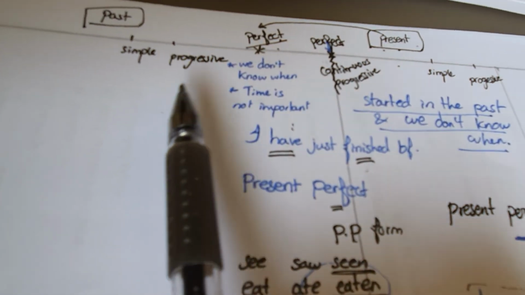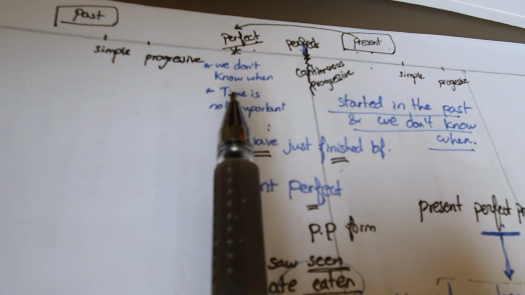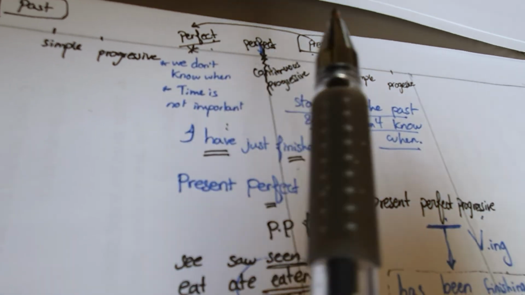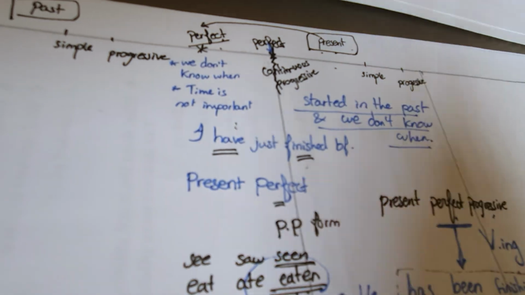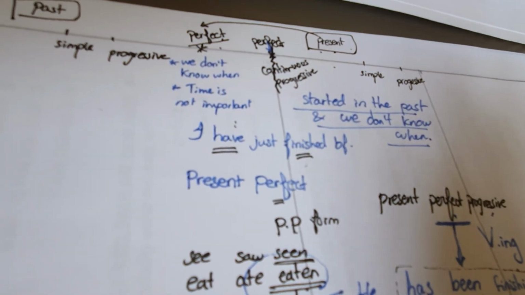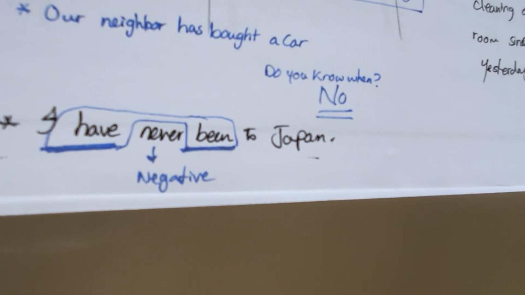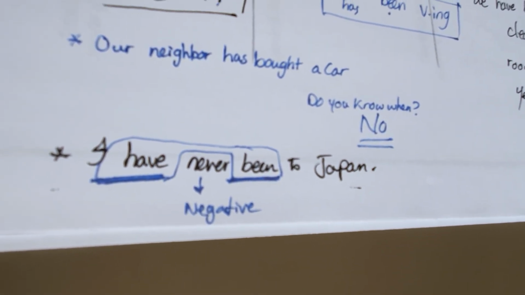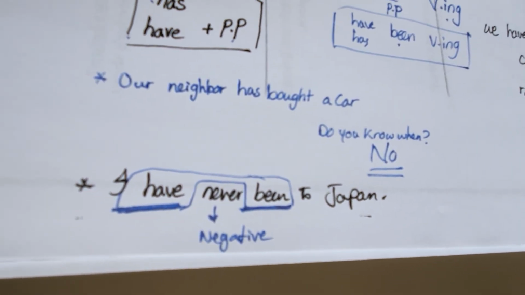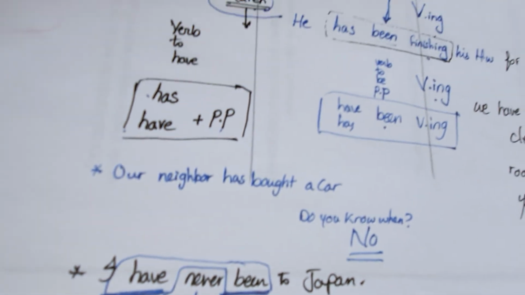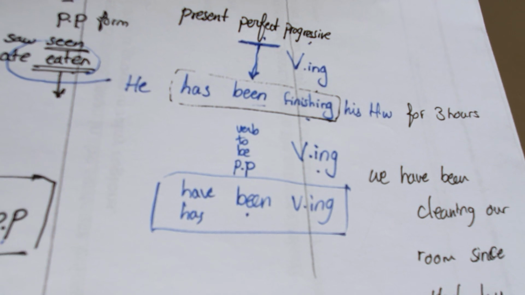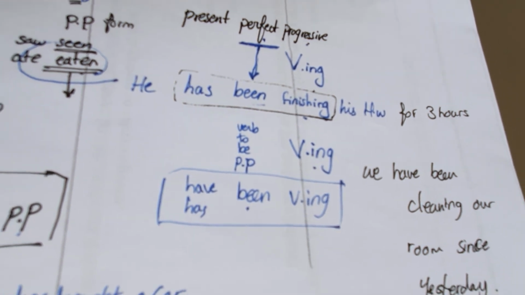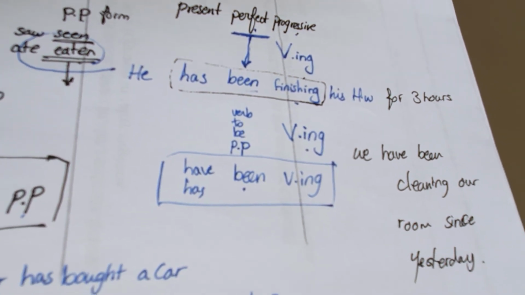Present perfect: an action started in the past, finished also in the past, maybe in the near past. Okay? Finished now. Or I talk about my lack of experience. I have never been to Japan. Then the progressive took time. He has been finishing. I have been studying. He has been cleaning. Okay?